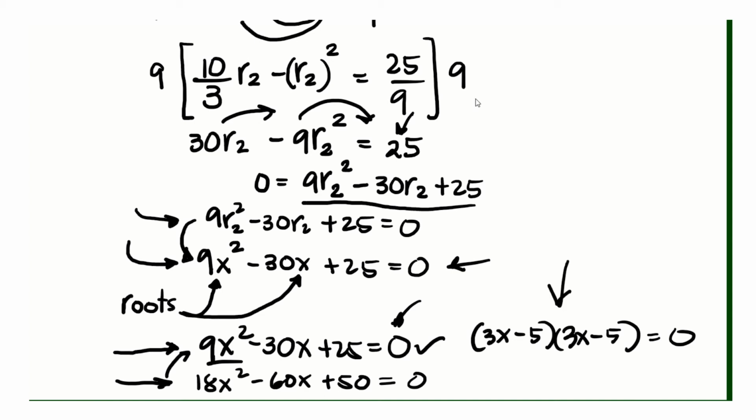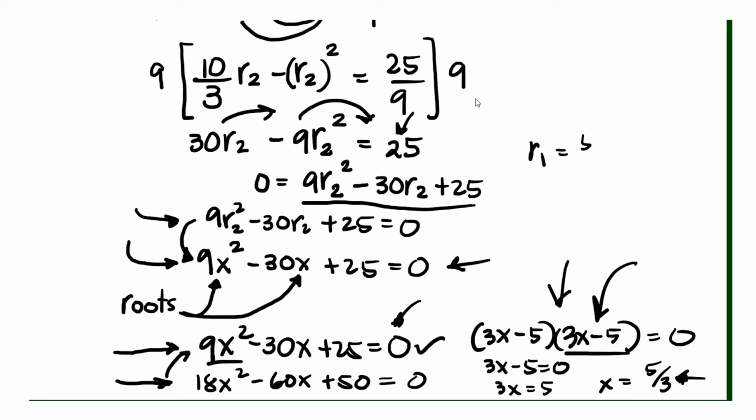Now solving for x from these two factors, which are just the same, we just have to work on one of them. So 3x is equal to 5, and that means x is equal to 5 over 3. So this is one of the roots. But since the other root is based on this factor, which is just the same, that means r1 is 5 over 3 and r2 is also 5 over 3.